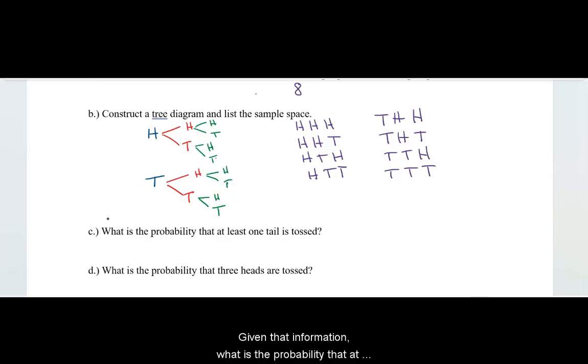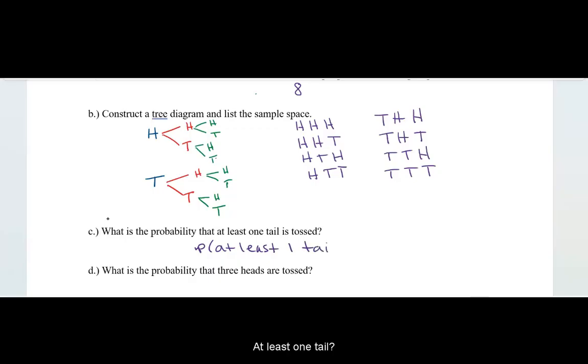Given that information, what is the probability that at least one tail is tossed? At least one tail. Well, we know altogether we have 8 possible outcomes, right? Remember, probability is always out of the total. How many of these outcomes do you see where there's at least a tail in there? Well, it would be every single one except the first one. So 7 of those outcomes have a tail.